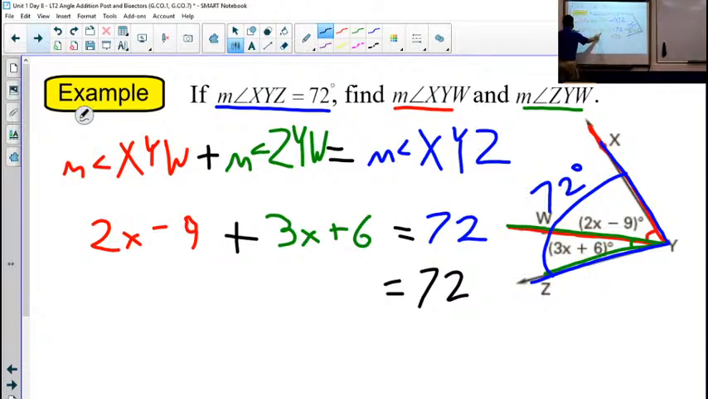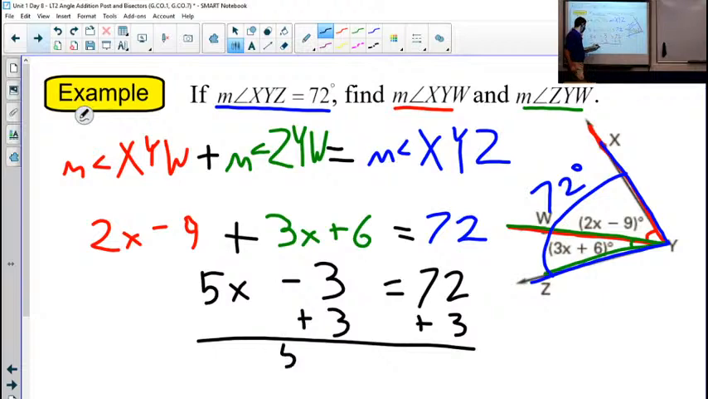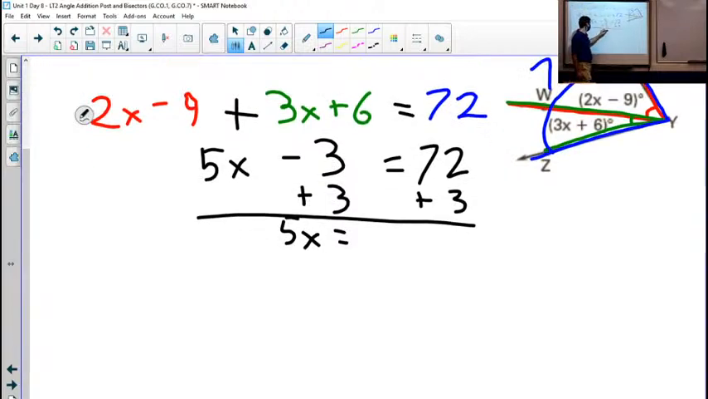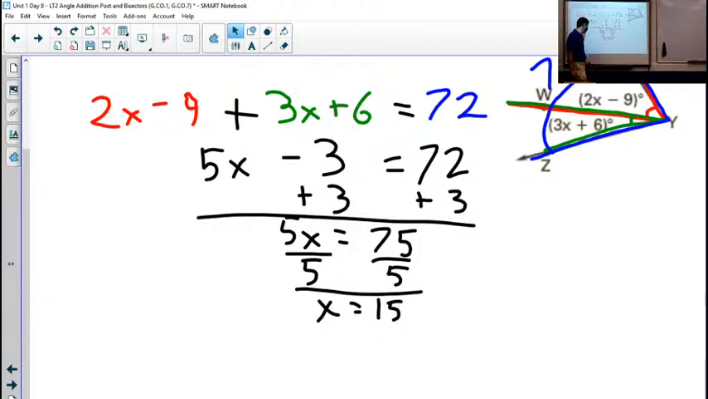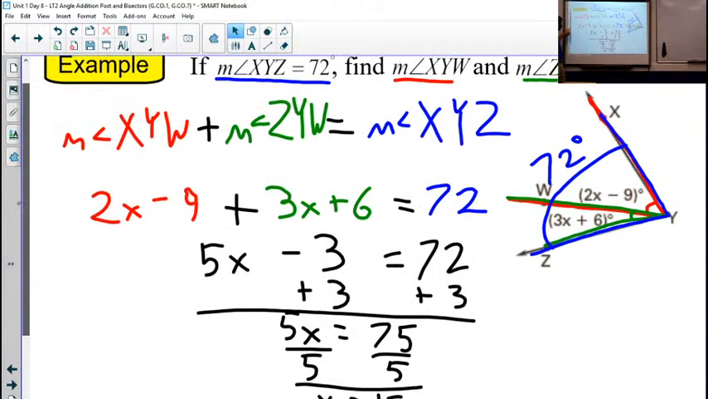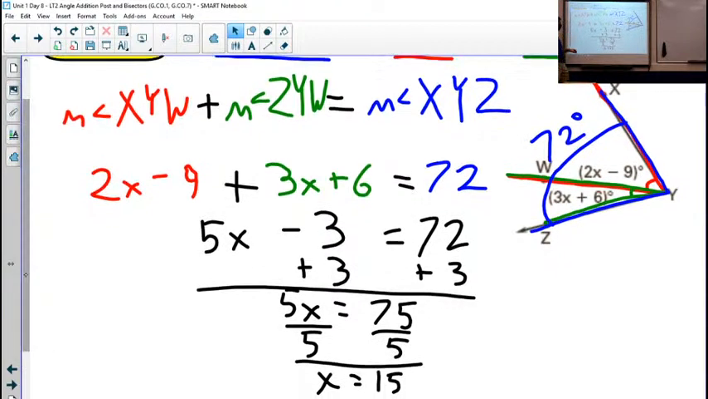So let's put our like terms together. I got a 2x here and a 3x here. Put those together, I get 5x. I got a minus 9 here and a plus 6 here. Minus 9 plus 6 is going to be minus 3. And now we can start moving things. Get rid of subtraction by adding 3 to both sides. And we get a 5x on the left equals, on the right side, 72 and 3 is 75. So we divide by 5 on both sides to get rid of the multiplying. And we get x to be 75 divided by 5, which is 15. So we get 15 for x.